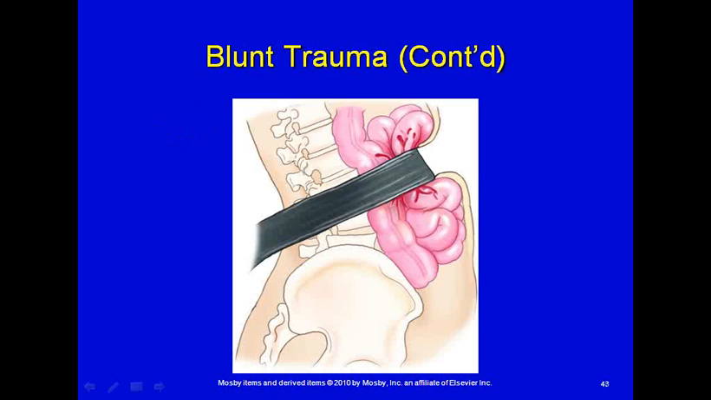Here is an example of a lap belt worn above the pelvic girdle, and during a rapid deceleration, compression of the abdomen leading to all those things that we've talked about.